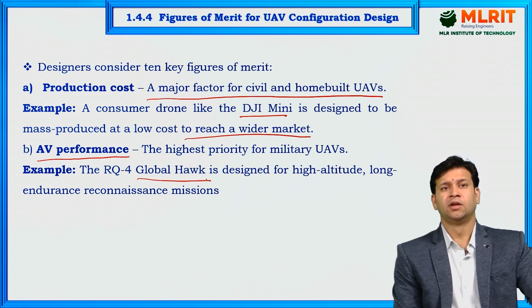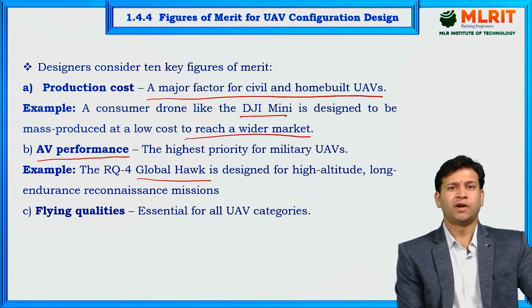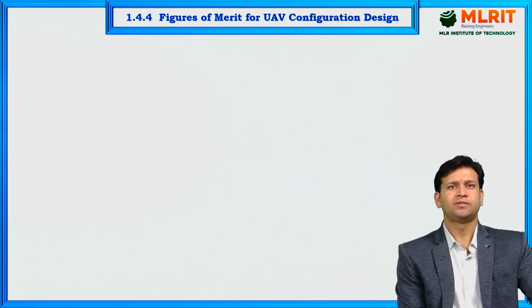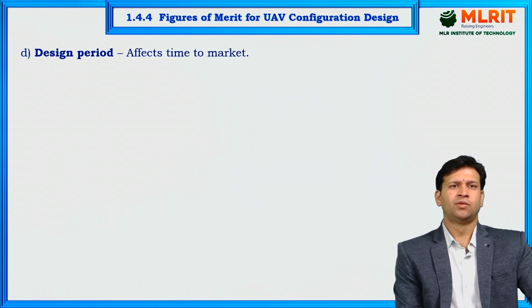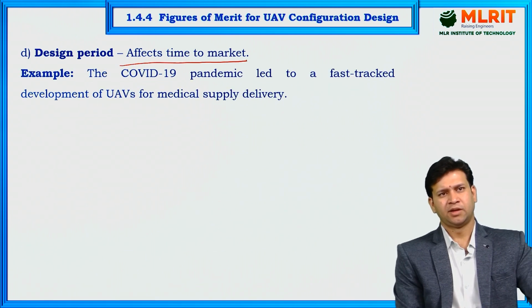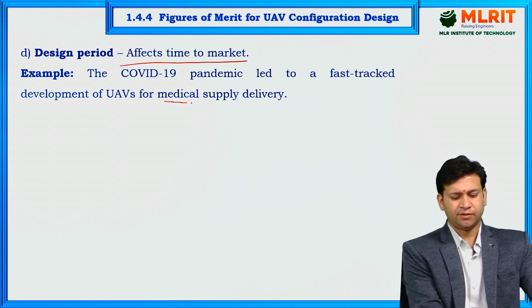Third is flying qualities. It's essential for all UAV categories. Example, a racing drone is designed for high maneuverability and stability at high speeds. Fourth figure of merit is design period, which affects time to market. Example, the COVID-19 pandemic led to fast-track development of UAVs for medical supply delivery.